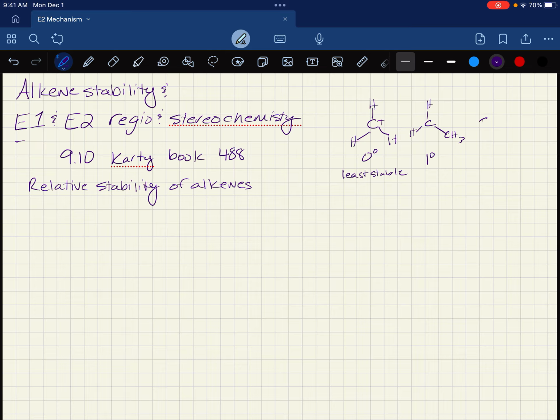The secondary with 2 carbon atoms attached. And these don't have to be methyl groups, of course. They can be larger groups, but they do need to be carbon groups. And then tertiary being the most stable in this particular series here. All right, so this is the most stable. This is also the least substituted.